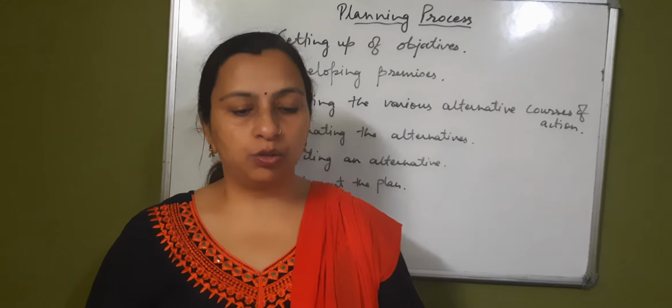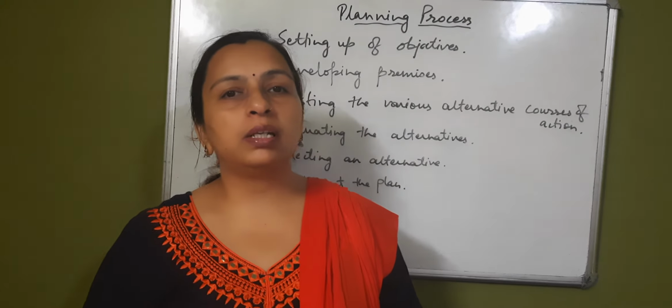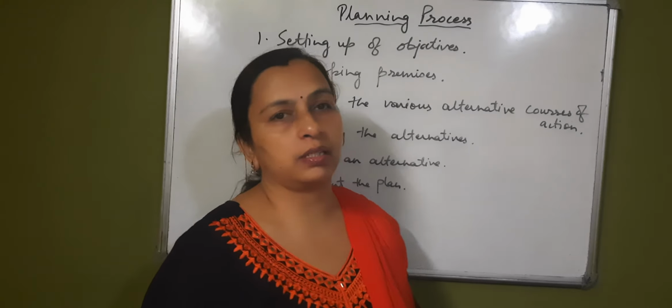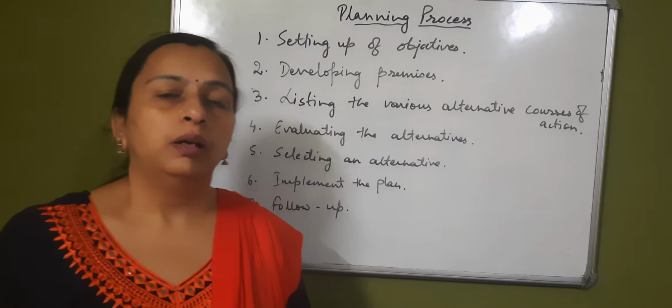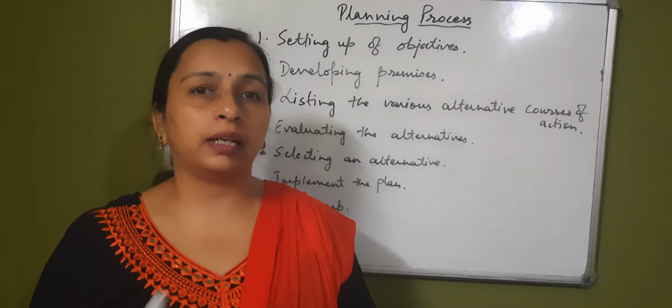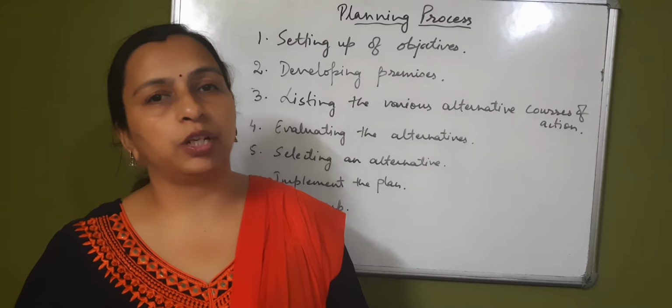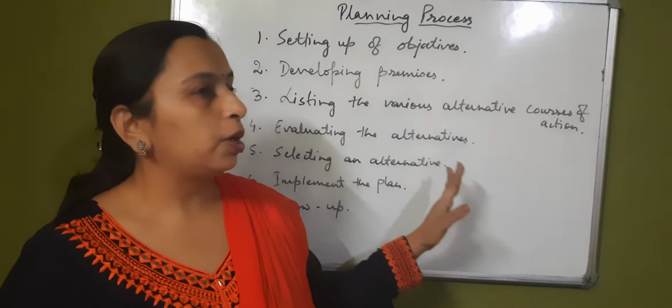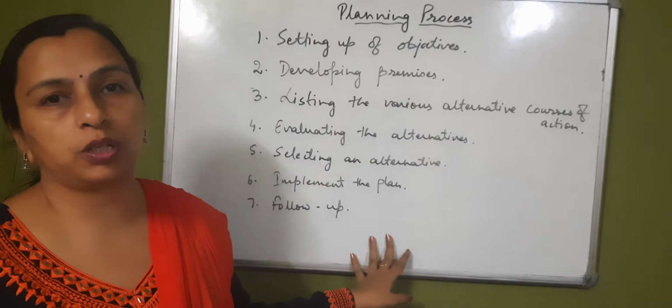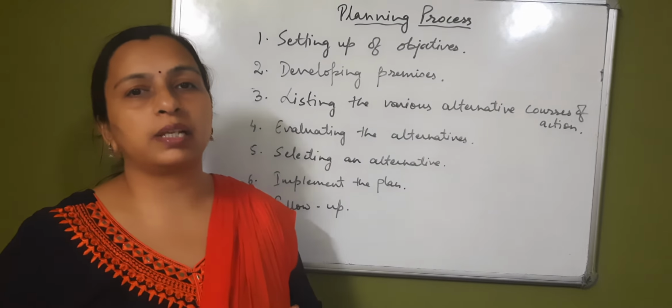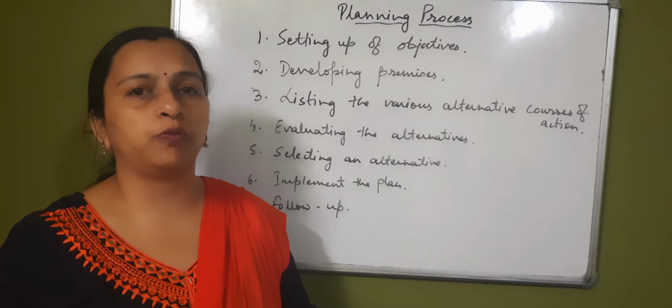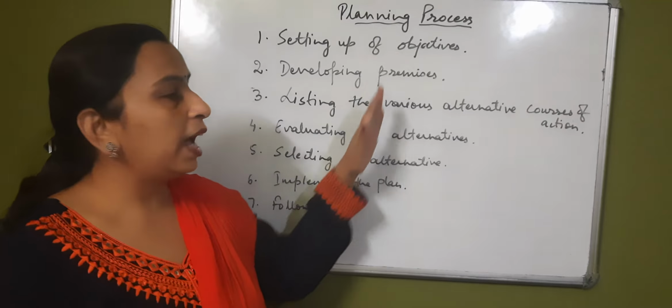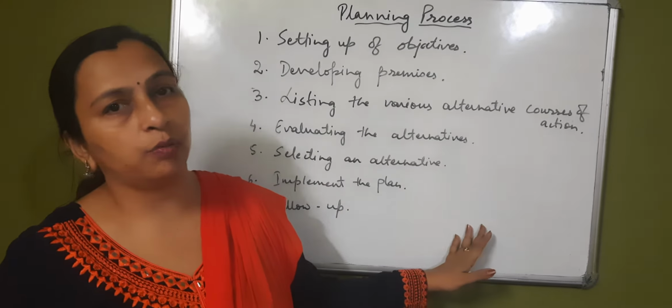Hello students. So today I'm going to discuss the planning process. Already we have discussed the definition, meaning of planning, then features, importance and limitation. Now, planning process, there are 7 steps in this process. And since it is a process, a step-by-step sequence is to be followed. So, we have to remember these points in sequence only.